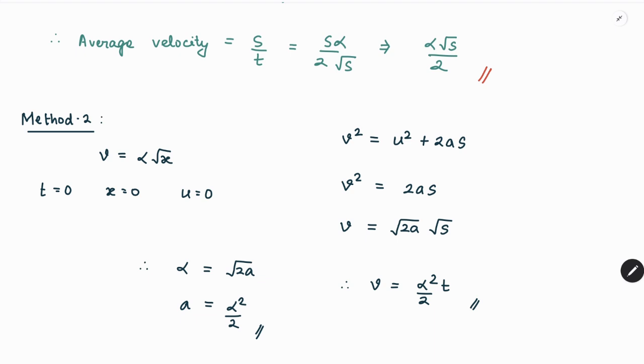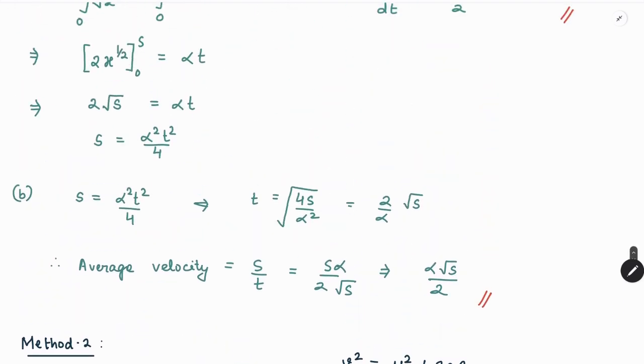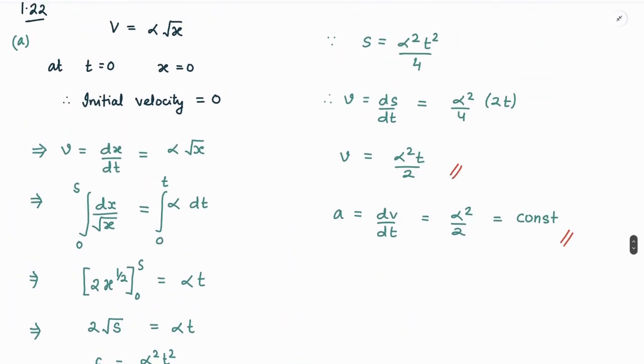And as I mentioned, a graph can also be asked. Since acceleration is constant, we can simply draw a line from the y-intercept, straight and parallel to the x-axis, to show constant acceleration. And with time velocity is rising, it will again be a straight line graph having a positive slope of alpha square by 2. So this is problem number 1.22, and we have discussed many aspects of this problem apart from the problem itself.